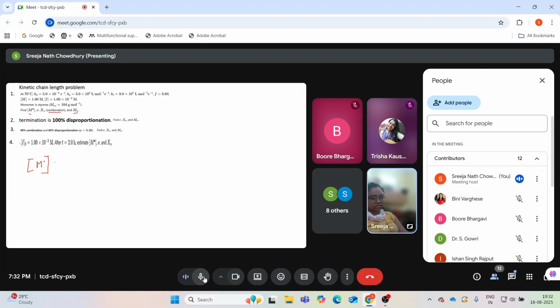So we have to first calculate I here. I equals I naught e to the power minus kd t. This equals 10 to the power minus 3, e to the power minus 5 into 10 to the power minus 5 into 7200. 2 hours is 7200 in seconds. So I will be 6.9768.